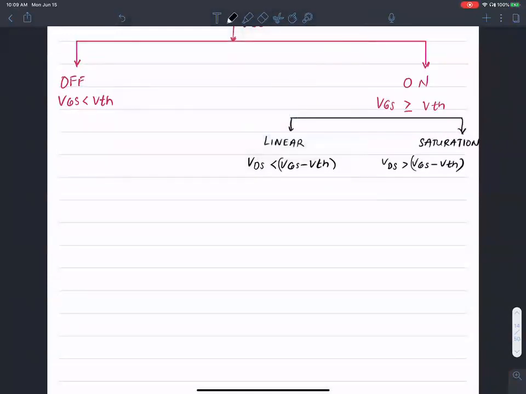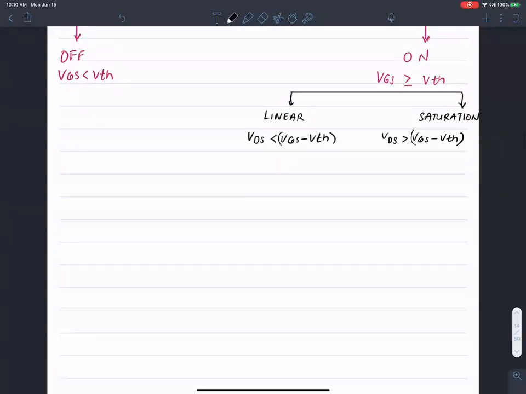Now, this is what I'm going to do. I'm going to give you a new idea here, the idea of the drain current in the linear and the saturation regions. Okay.